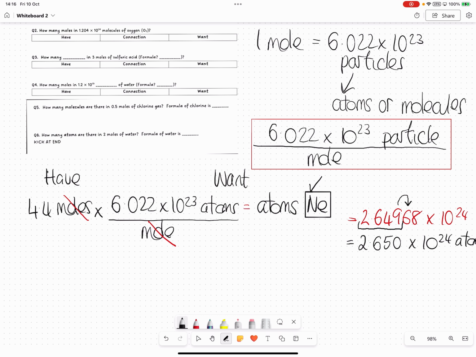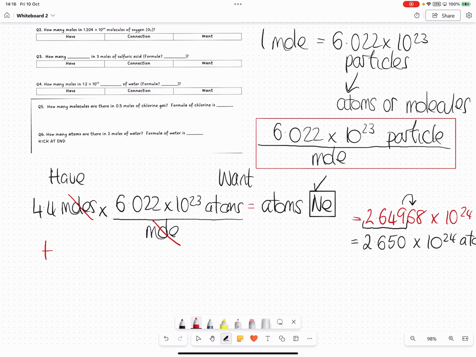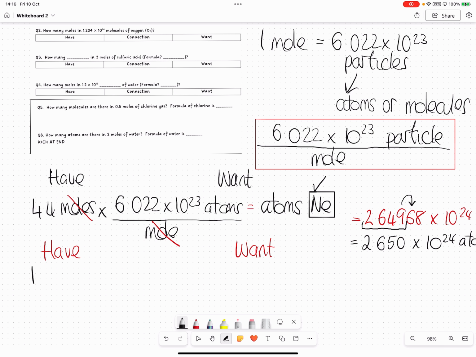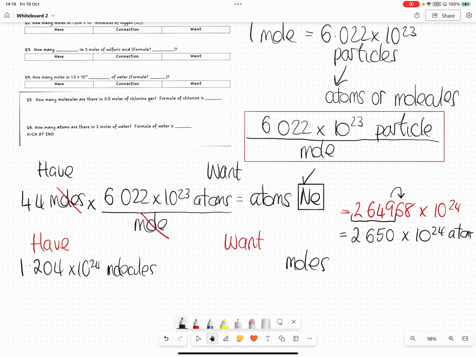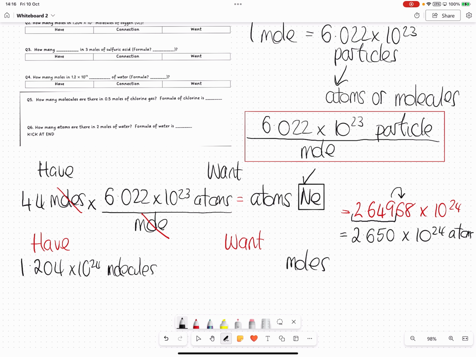If we have a look at question 2 now. So again, we have something that we want, and we need to arrange our conversion factor to get rid of, in this case, what we have. So let's have a look at what we have. We have 1.204 by 10 to the 24 molecules. That's what we have. We want from our question moles. So again, we have got to arrange our conversion factor to get rid of molecules for ourselves.